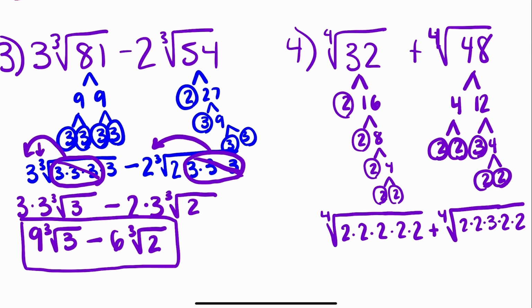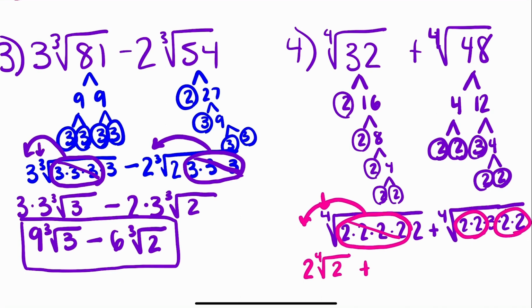So now our index is 4. So we need 4 of the same number to take out 1. I have 4 2's, so I can take out 1 2 to the front here. And there's a 2 left over down there. Plus, and then over here, I also have 4 2's, so I can take out 1 2. And what's left over in there?